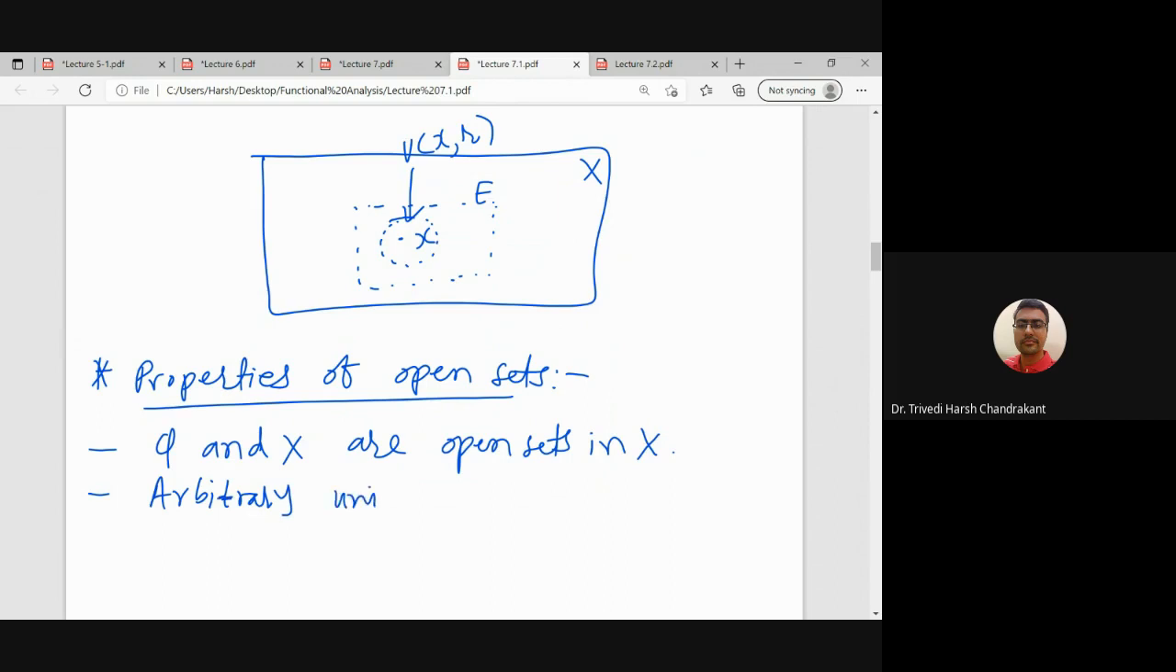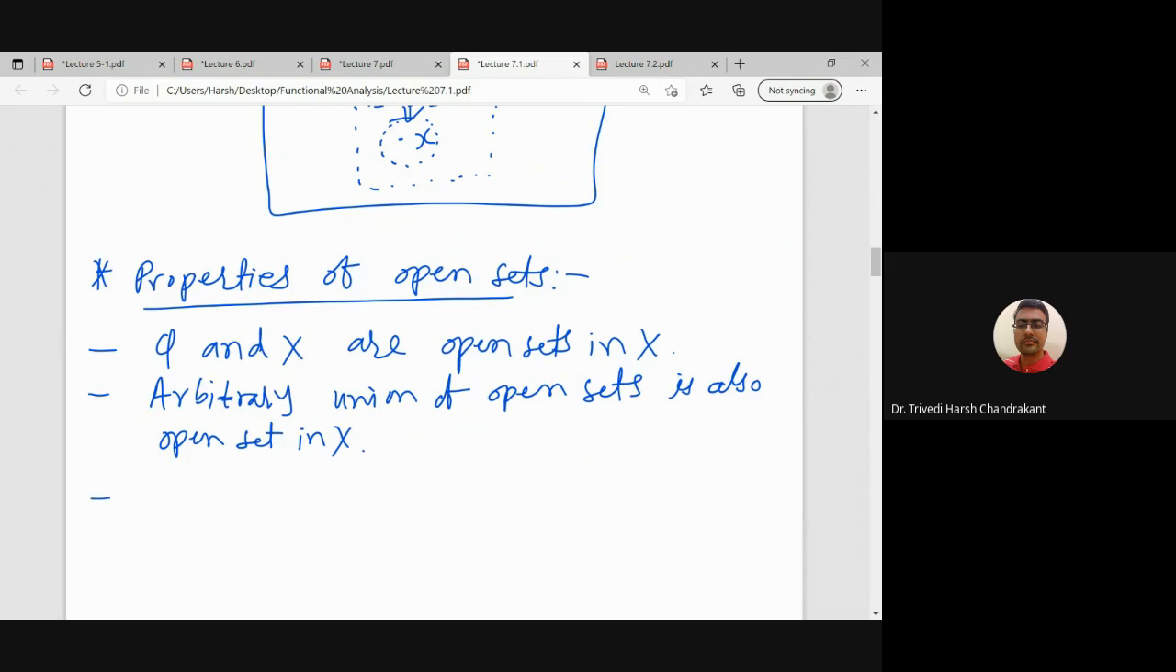Second property about open sets, we know that an arbitrary union of open sets is also an open set in X. Right? What is X? X is a metric space. So you can consider R2 or R or Rn. Now we know the other examples of X also, that is L1, L2, L infinity.